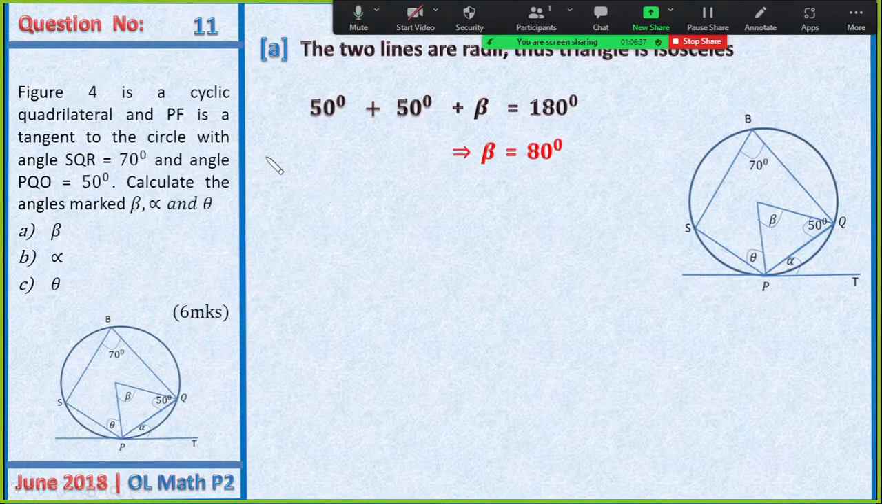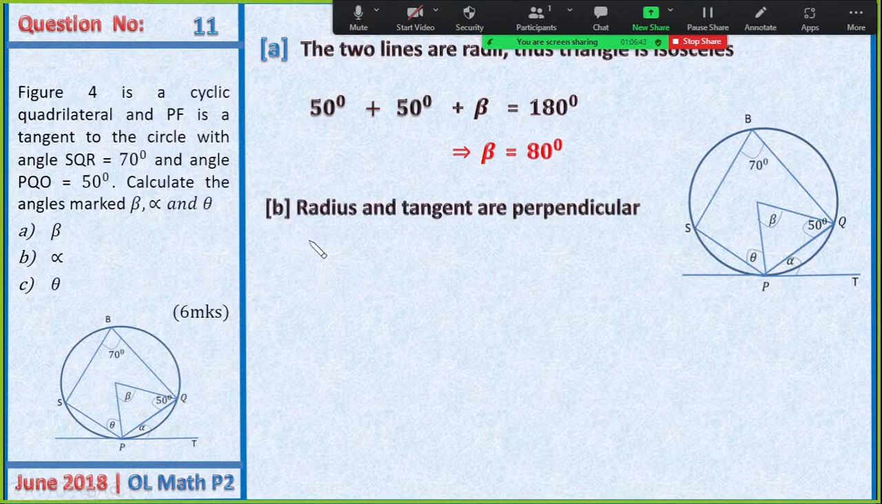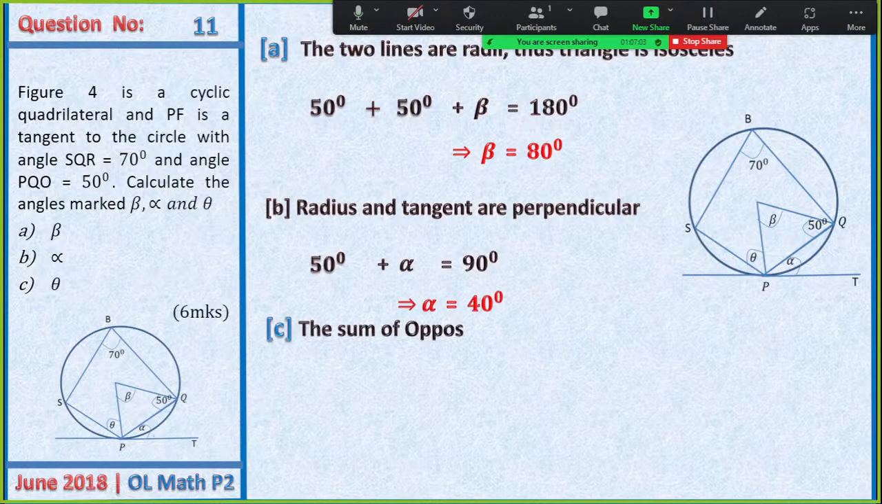And now for alpha. You know the radius and the tangent are perpendicular, right? Because this is a tangent, they have drawn it this funny way. Radius and tangent are perpendicular, and this angle here is 50. So what is left for alpha? Alpha is all of this angle. So 50 plus alpha is 90. Alpha will be equal to 40.